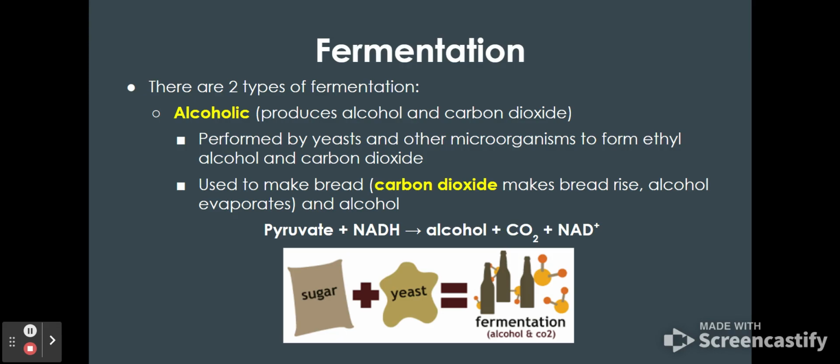There are 2 types of fermentation. Alcoholic fermentation produces alcohol and carbon dioxide. This is performed by yeast and other microorganisms to make ethyl alcohol and carbon dioxide. We can use it to make bread. For example, carbon dioxide makes bread rise, so that's why it's all puffy and light, and the alcohol evaporates in the oven when we bake it. It's also used to make alcohol, like wine and beer and spirits. So basically, after glycolysis, we have that pyruvate. Pyruvate plus NADH goes through the fermentation process, and we get alcohol, CO2, and NAD+.